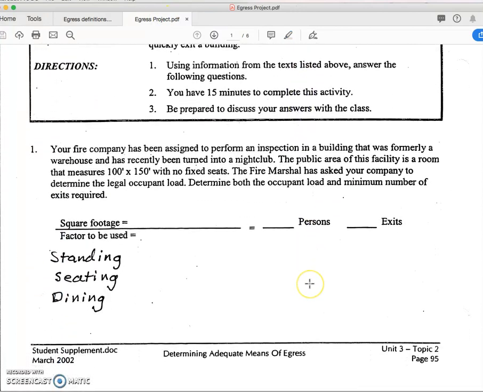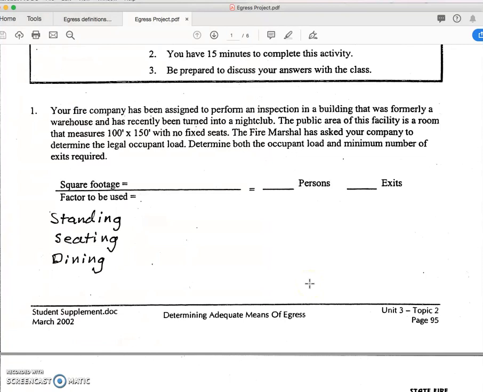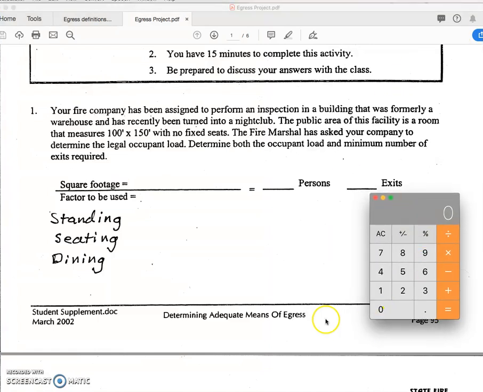And here was a word problem. Your fire company's been assigned to perform an inspection in a building that was formerly a warehouse. This is very common today with raves and stuff like that. They turn these warehouses into nightclubs. The public area of this facility is a room that measures 100 times 150. Well, okay, how do we get the square footage? Let's bring our little calculator here. 100 times 150. That's how we get our square footage, right? Length times width, and we get 15,000.